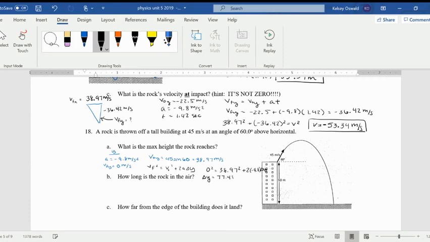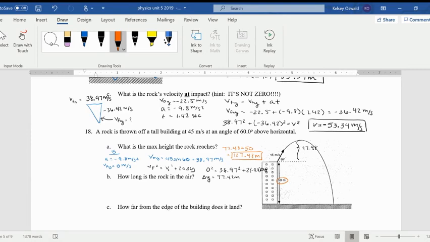So here we should get a delta y of 77.48 meters. But remember, that's just 77 meters above where we threw the rock. So to get our overall maximum height, we need to take that 77.48 and add our initial height, 50. So our rock reaches a maximum height of 127.48 meters above the ground. Since the rock doesn't start on the ground, we need to add the initial height of the building to get our overall maximum height.